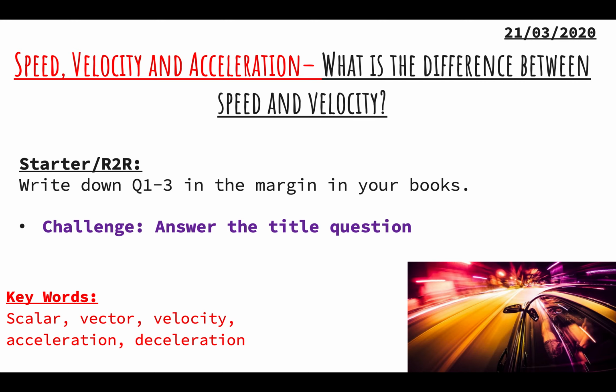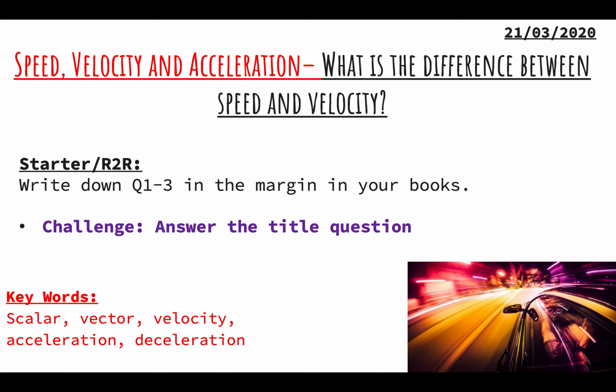So once again, write down 1 to 3 on a bit of paper or on a Word document, because we're going to quickly review some knowledge we've covered before. Our keywords are scalar, vector, velocity, acceleration, deceleration, and that's what we're going to look at.